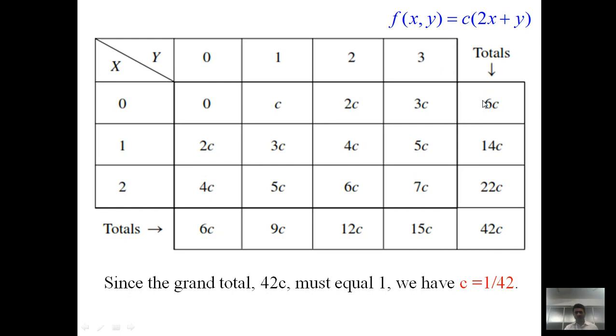Now this can be obtained just by adding this first row. So 0 plus c plus 2c plus 3c gives 6c. Similarly 2c plus 3c, so 5c, 5c plus 4c, 9c, 9c plus 5c, so 14c. Similarly the sum of this last row is 22c.